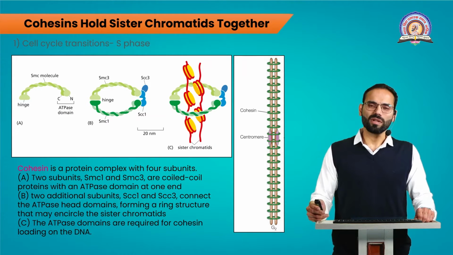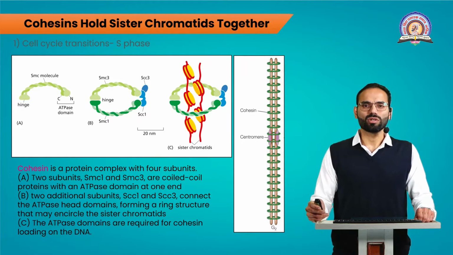As the replication happens, the sister chromatids are formed. And there is an important set of proteins which maintains the architecture of these sister chromatids, and these are nothing but the cohesin proteins. These cohesin proteins are SMC family proteins. SMC means structural maintenance of chromosomes, and the function of this family is to maintain the chromosome architecture and structure, as well as the genome integrity.